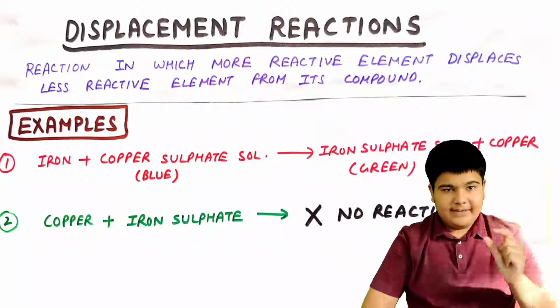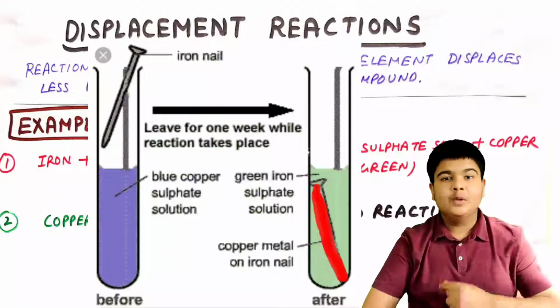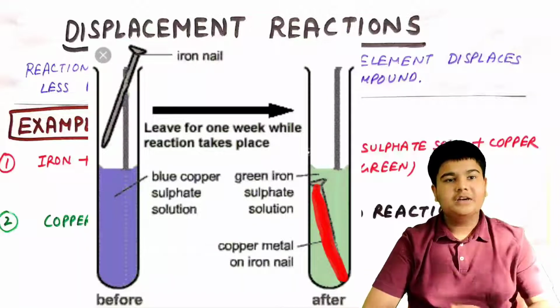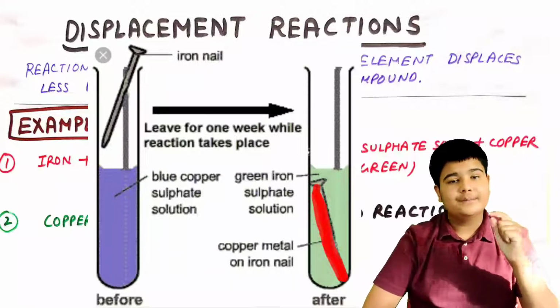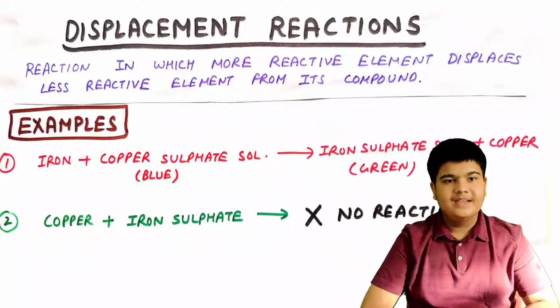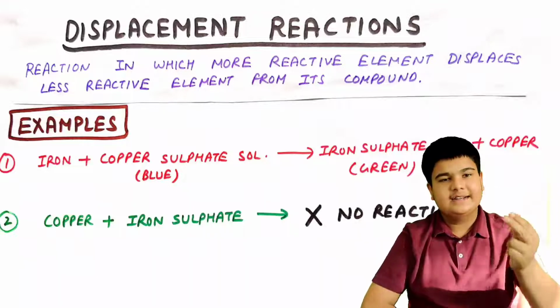So when an iron nail is dipped in copper sulfate solution, which is blue in color, the solution turns green after some time, and also a reddish brown coating is observed on the iron nail. So this is basically a displacement reaction. Now let us understand the reaction.